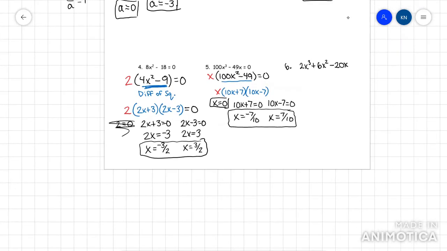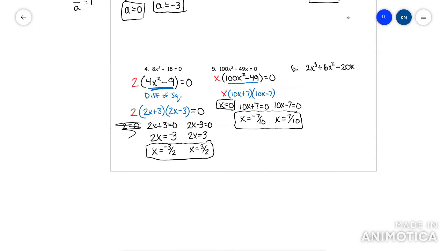Generally, also, whenever you're doing these, if you look at the exponent of the highest one, so the 2 there, that's how many answers you should get. So like this one I just did had an x cubed, and I got 1, 2, 3 answers. So just keep that in mind as well.